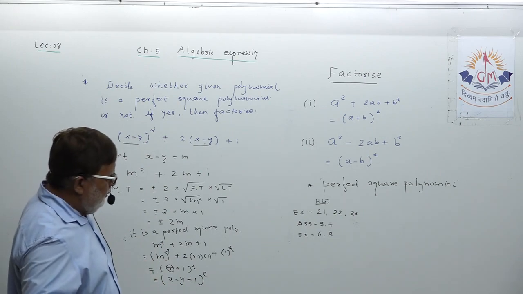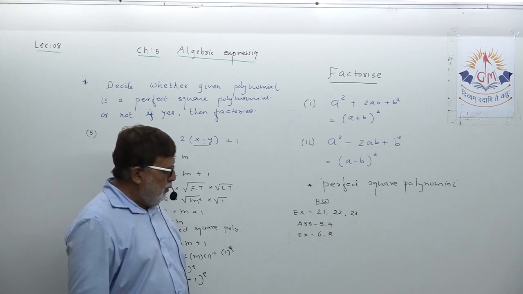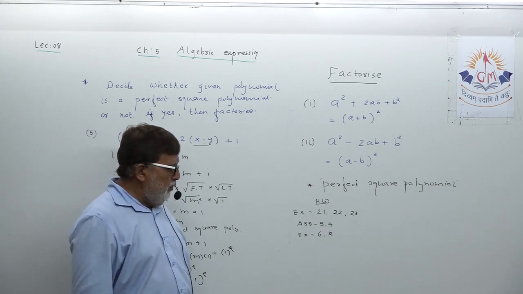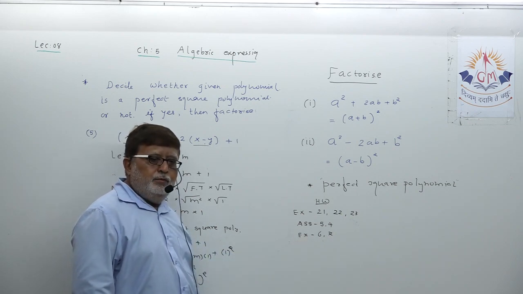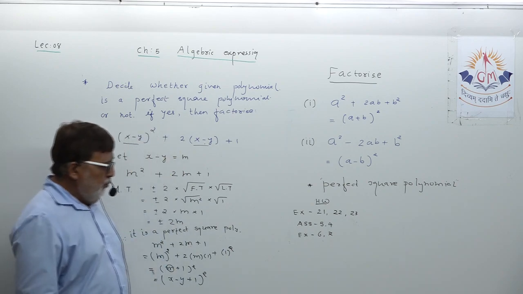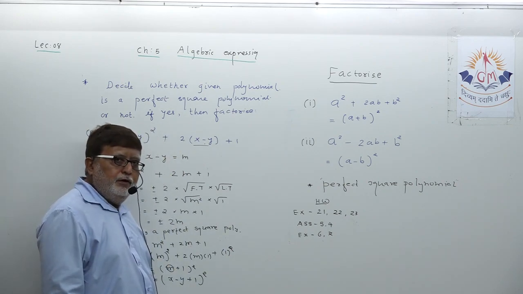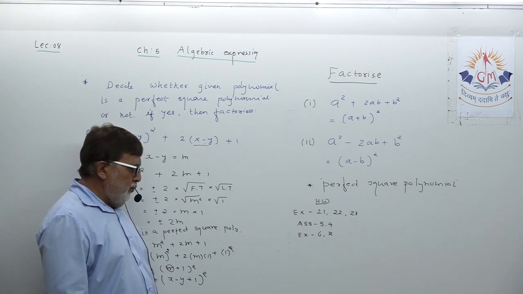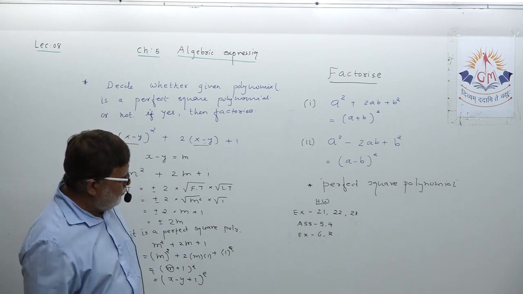From illustrations you will do numbers 21, 22, 23. From assignment 5.4 you will complete examples 6 and 7. This is your homework. Okay, dear student, for today's lecture, right?